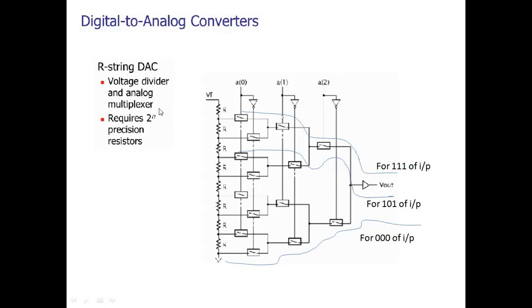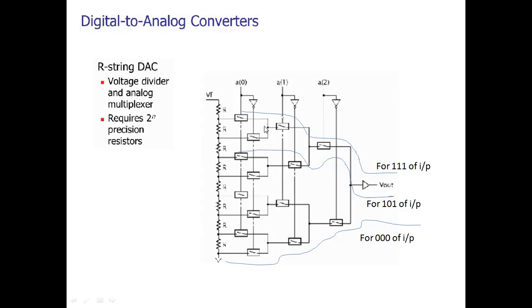So we have a string of resistors. As you can see here, 1, 2, 3, 4, 5, 6, 7, 8 resistors are used. So we have 8 resistors because I need to have the conversion of the input from 000 to 111. From 0 to 7 in binary is 000 to 111. For that reason, I need 8 levels.